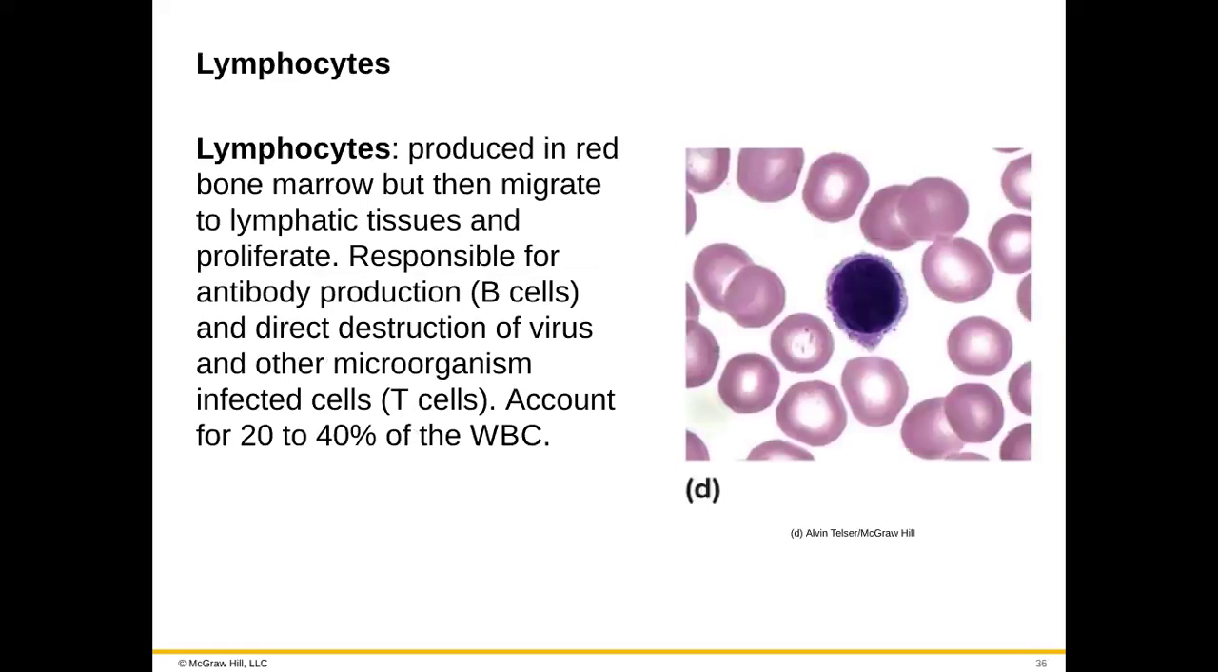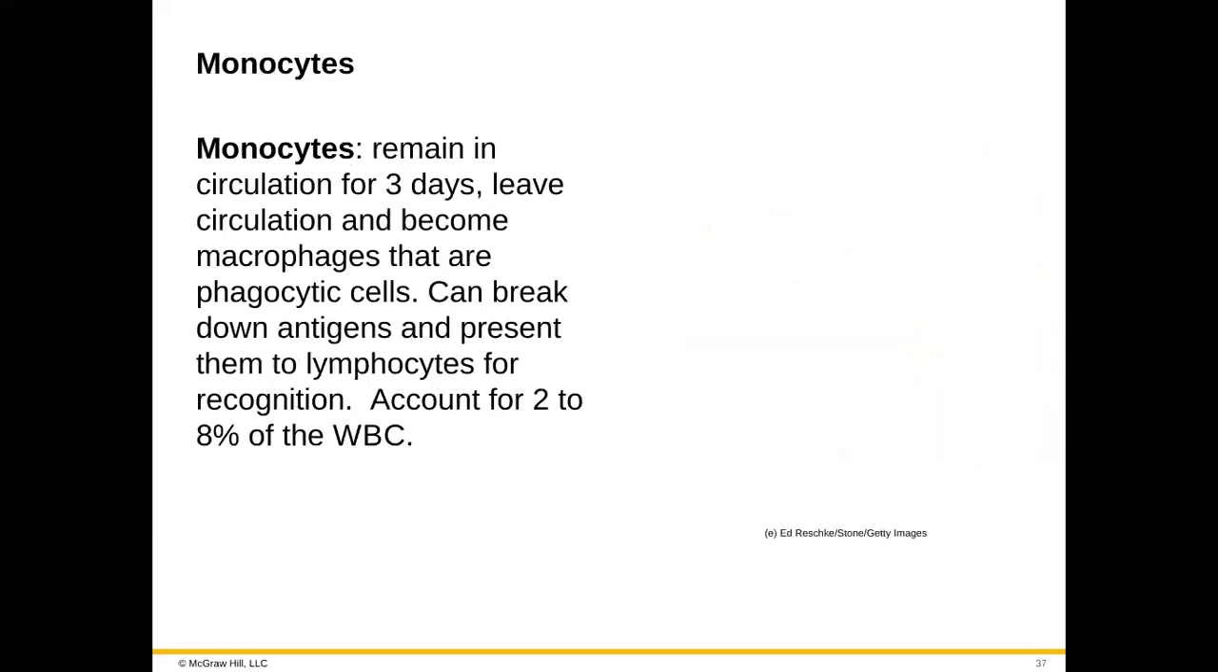Lymphocytes, these are going to be produced in red bone marrow, but then they'll migrate to lymphatic tissues, and that's really when they start to proliferate. You can see here that they're pretty easily distinguished because a majority of the cell is taken up by the nucleus. They have very little cytoplasm. And they're responsible for antibody production via B cells and direct destruction of viruses, microorganisms, and infected cells via T cells. And these will be 20 to 40% of the white blood cells. We'll learn more about lymphocytes in our lymphatic system and immune system chapter.